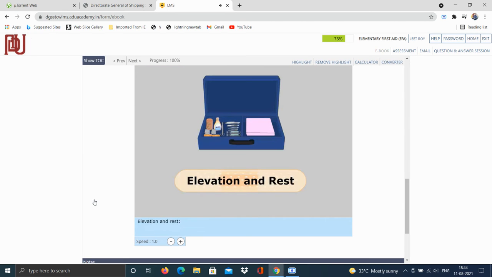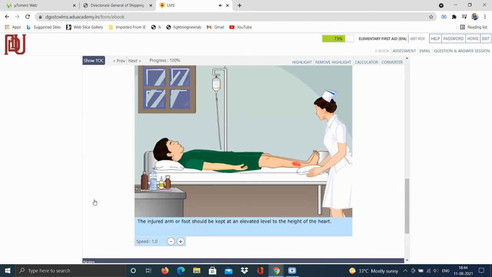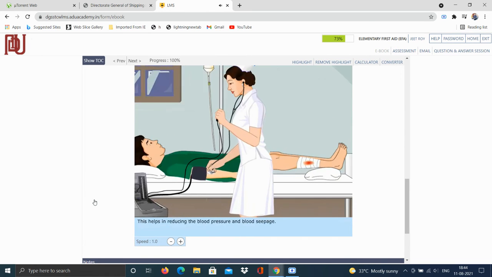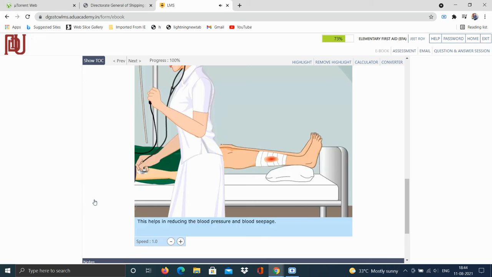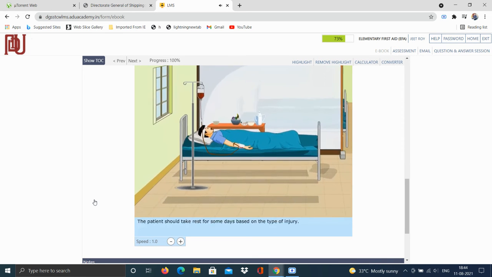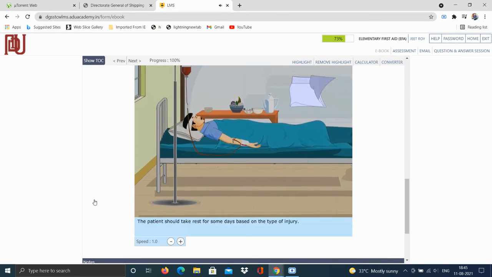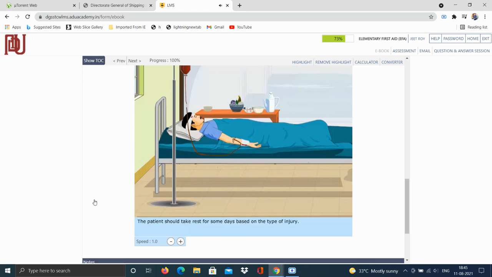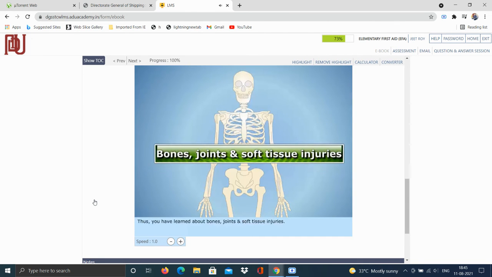Elevation and rest. The injured arm or foot should be kept at an elevated level to the height of the heart. This helps in reducing the blood pressure and blood seepage. The patient should take rest for some days based on the type of injury. Thus, you have learned about bones, joints, and soft tissue injuries.